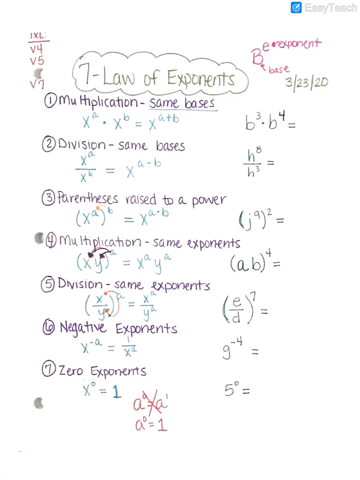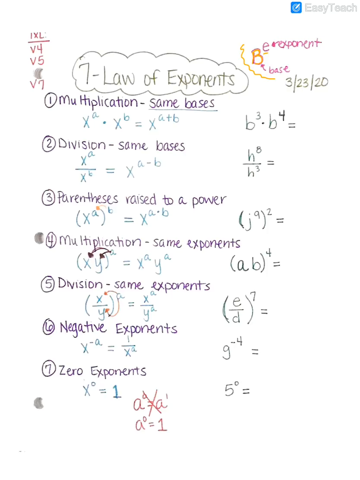Hello class, today we're going to be talking about law of exponents and just a little recap on exponents. On the top right hand corner right here we see the base, which is also known as the big number, and then we have the exponent, which is your little number at the top. The base is the number that you're going to be multiplying by, and the exponent tells you how many times. So we're going to go ahead and look at the properties for law of exponents.